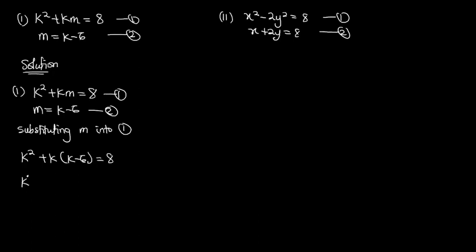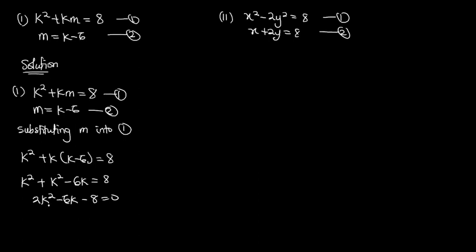So I still have k squared here, plus k multiplied by k will give me k squared. K multiplied by negative 6 will give me negative 6k is equal to 8. So k squared will give me 2k squared minus 6k. I bring the 8 to the other side of the equal sign, it becomes minus 8 equals 0.